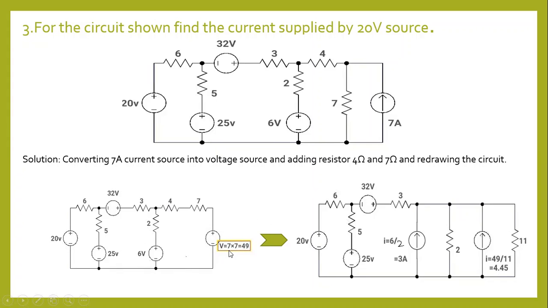So now the 49 volt source is there. Converting that to a current source, I is equal to V by R, 49 divided by 11, we got 4.45 amps. And the 6 volts, again transforming this to a current source, with the 2 ohm resistor in parallel to it, and the rest of the circuit as it is.